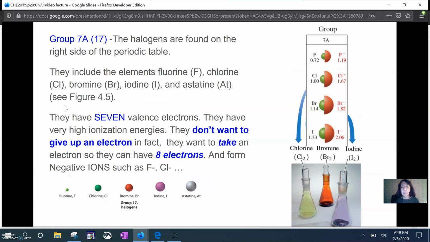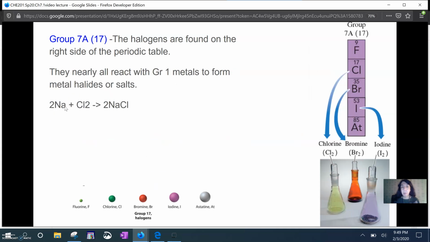If you look at group 7A, these have 7 valence electrons. They don't want to give up an electron. They have very high ionization energies. In fact, they want to take an electron from somebody else so that they can have the 8 and feel like the noble gases that have 8. So they tend to form what's called negative ions, such as F-, Cl-. They want to form these negative ions. So you can see what can happen here.